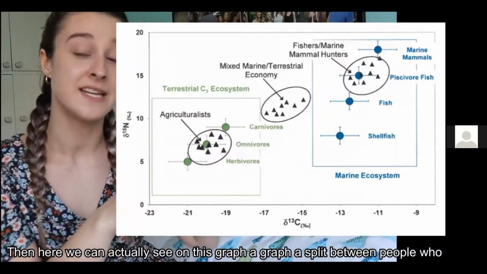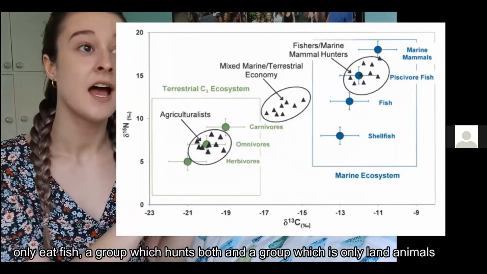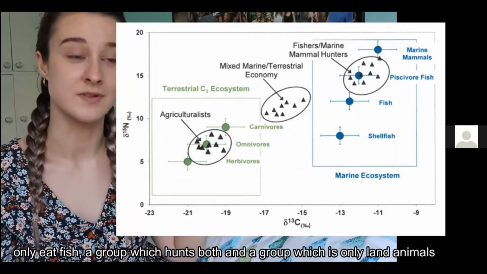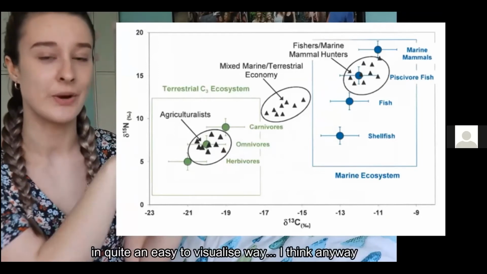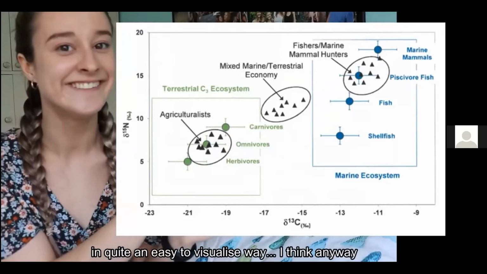Then here we can actually see on this graph a split between people who only eat fish, a group which hunts both, and a group which is only land animals. And this is from when it was a hunter-gatherer population, but it does present it in quite an easy to visualize way, I think, anyway.